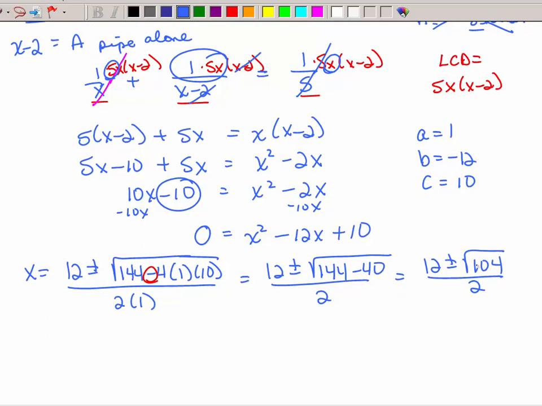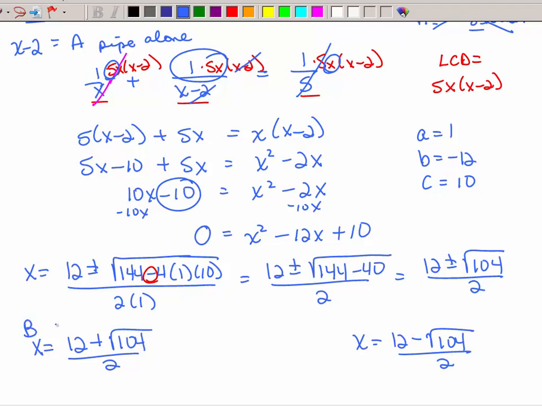And now I'm going to use my calculator. Once again, if we weren't using our calculator, you would need to simplify that square root of 104. With the calculator, it's just easier again to leave it there. And we're going to have two answers. Remember, we have x equals 12 plus the square root of 104 over 2, and x equals 12 minus the square root of 104 over 2. And remember, x represents, I believe, pipe B.